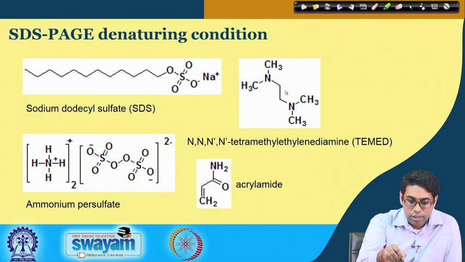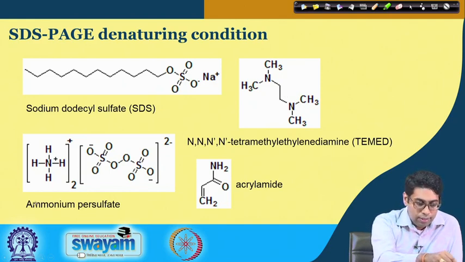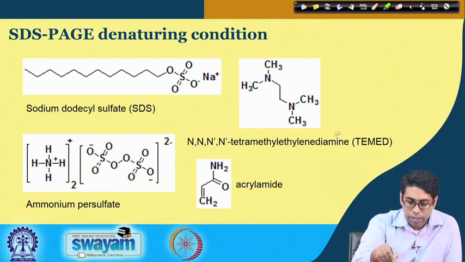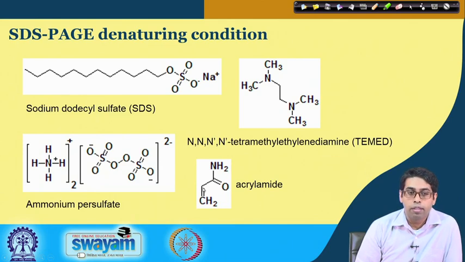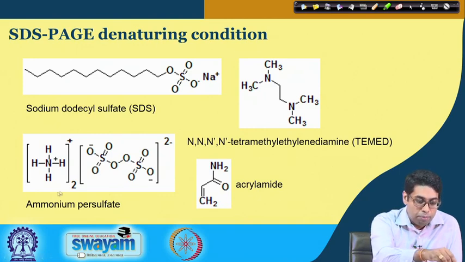Two more chemicals are used. One is ammonium persulfate and the other one is TEMED. If you remember the structure of acrylamide, it has this double bond and the polymer is formed across this double bond. So, this reaction is mediated by the formation of free radicals, and these free radicals are supplied by ammonium persulfate, which acts as a catalyst.